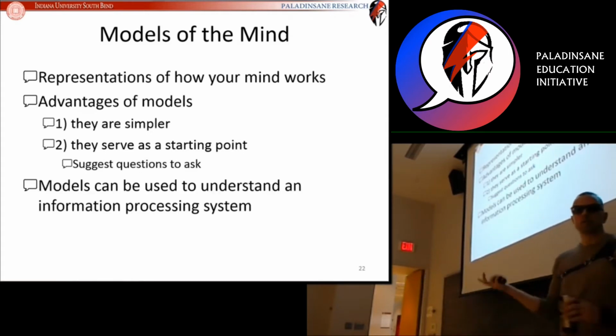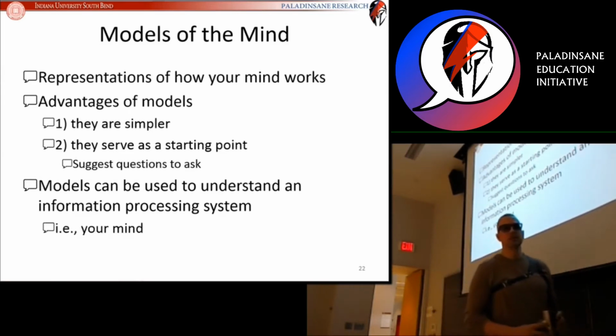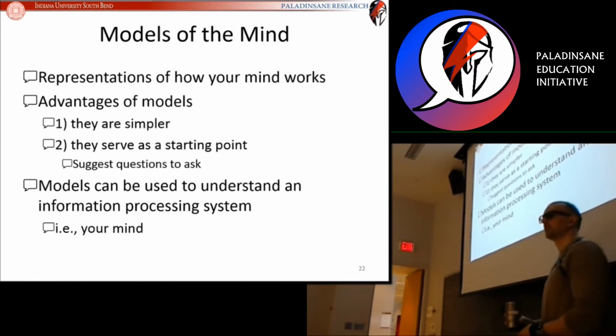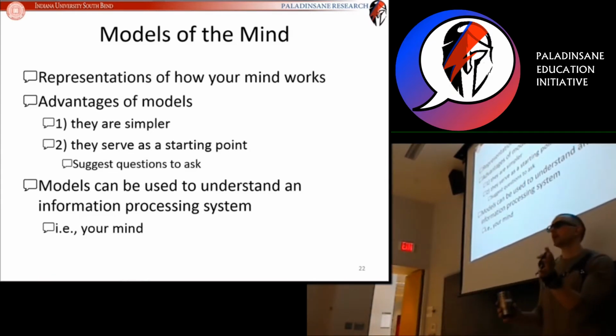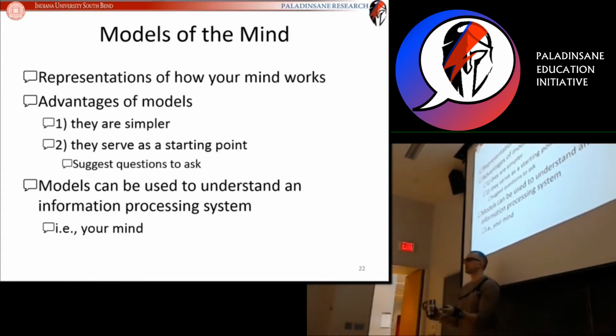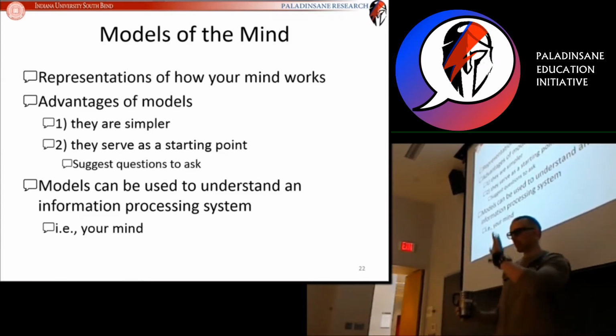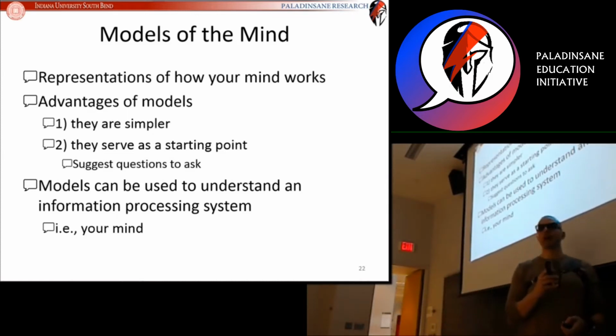And then models, as we've alluded to, can be used to understand this information processing system. That is, they can be used to understand your mind. So just bear that in mind. Never lose sight of the fact that we are going to be talking about lots of models in this class. Models on how we can accomplish attention, models on how we can do visual perception, models on how we can understand language, models on how we can make decisions. And they're all simplified versions of what we think might be the things that your brain is doing. Sorry, that your mind is doing.